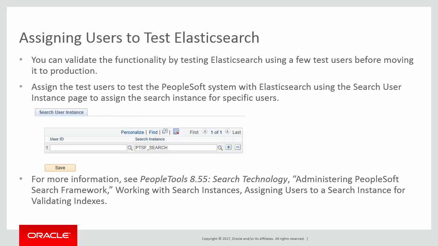Shown here is an example of the Search User Instance page. To assign testers, select PeopleTools, Search Framework, Administration, Search Instance User. On the Search User Instance page, select a user to test the index. Select the Elasticsearch instance and click Save. For more information, see PeopleTools 8.55 Search Technology, Administering PeopleSoft Search Framework, Working with Search Instances, Assigning Users to a Search Instance for Validating Indexes.